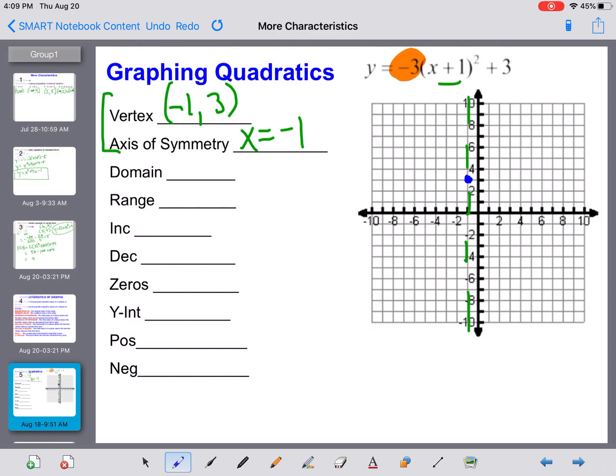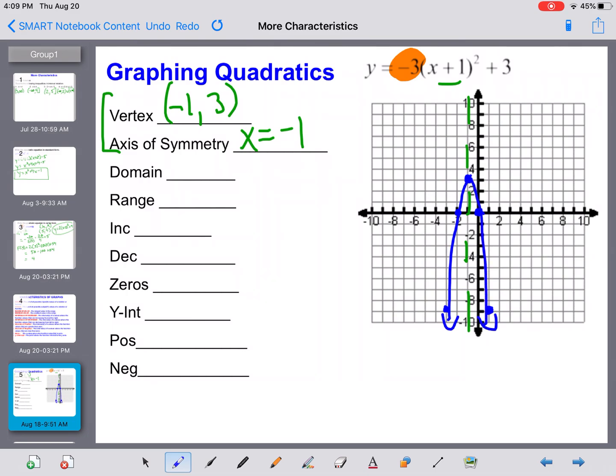And then using that negative 3, we're going to go right 1, down 3. And if we want to go another point, we're going to go right 2. We normally go 4, but we're going to go 4 times negative 3, which is down 12 to down here. We can reflect these across the axis of symmetry to give us a parabola that looks something like that.